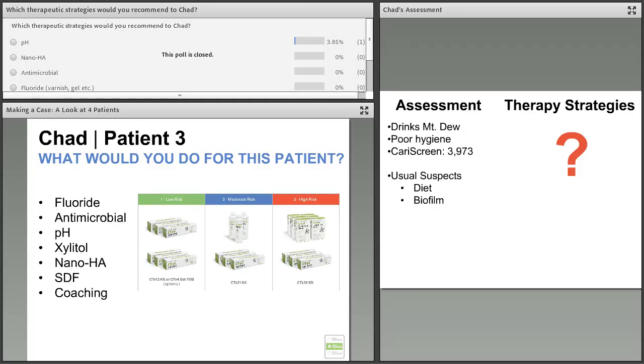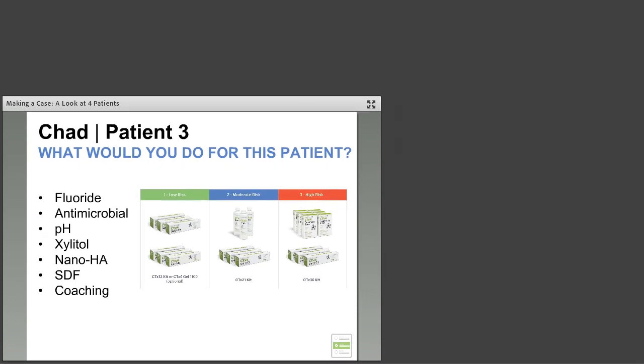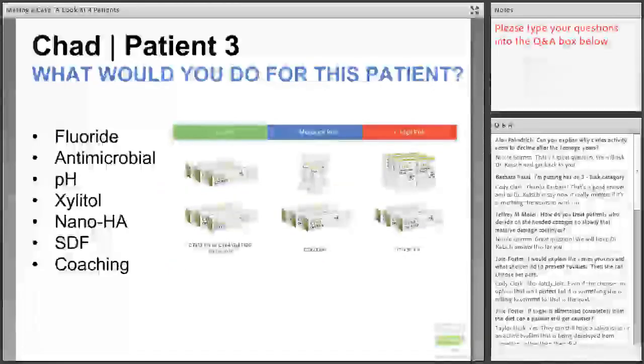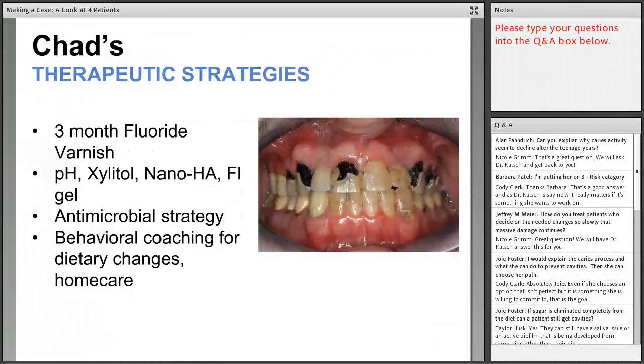Yep, and Chad is somebody, of course, this is up to you. This is your practice, and it's up to you to make your own protocol. In my office, for Chad, he's going to get a 3-month fluoride varnish. I'm throwing the book at him. He's getting the gel. He's leaving with that, 5,000 part per million gel. I'm going to send him home with an antimicrobial rinse.